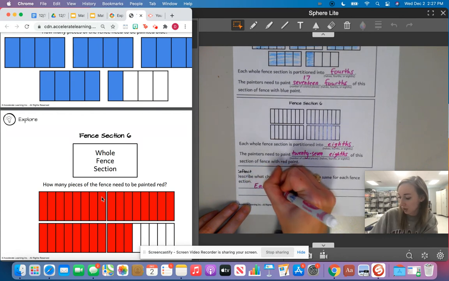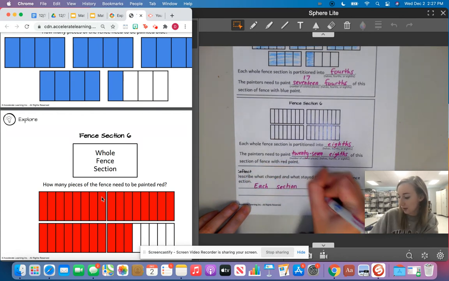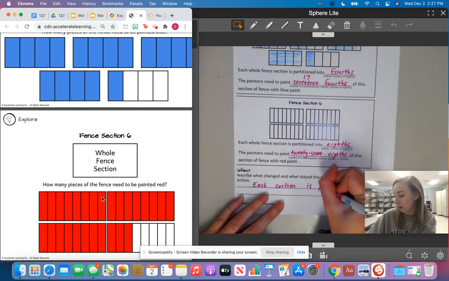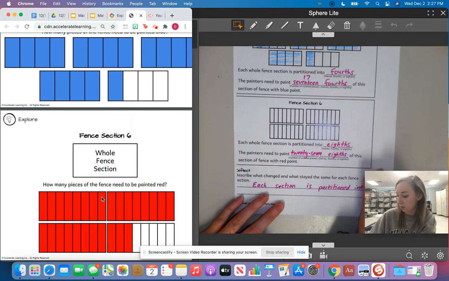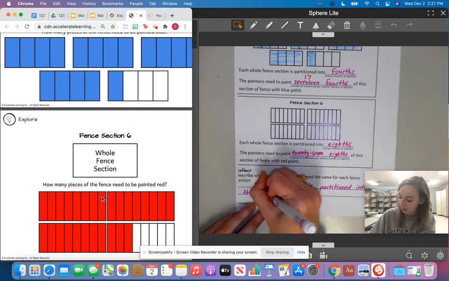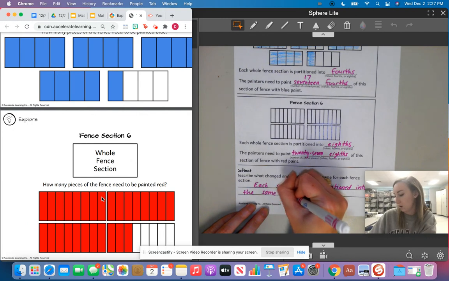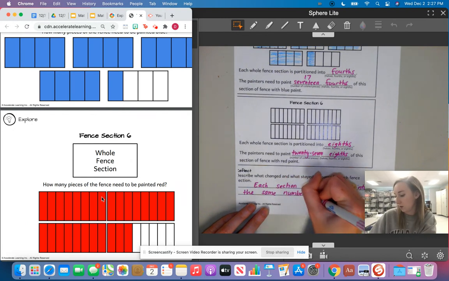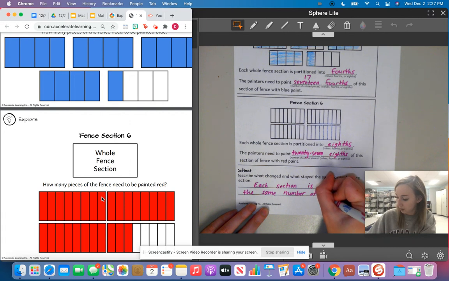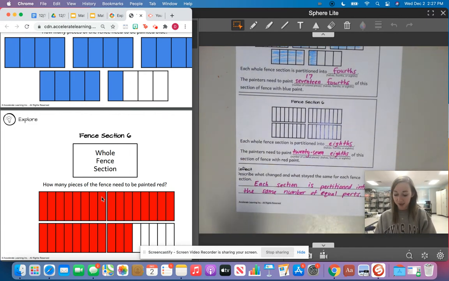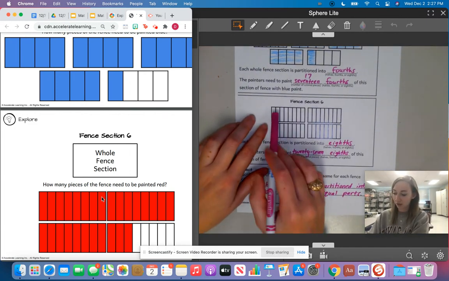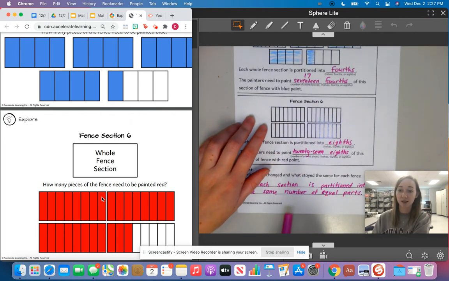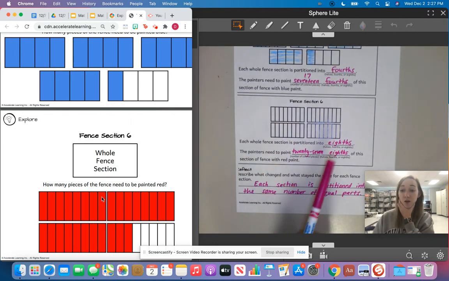Each section is partitioned into the same number of equal parts. So that is something that stayed the same about each fence section, because all of these fence sections have the same number of parts, okay?